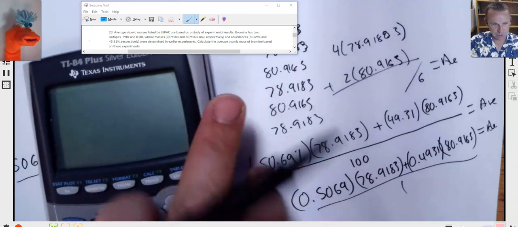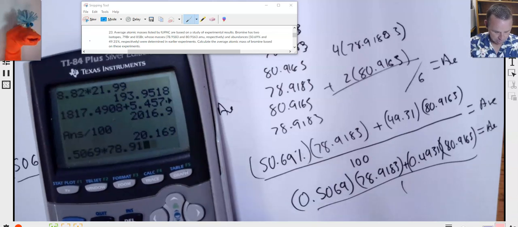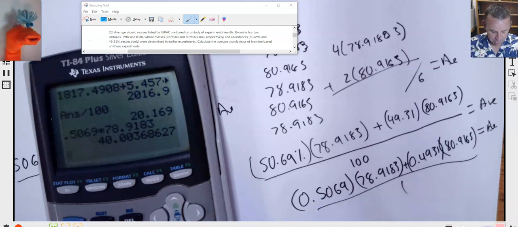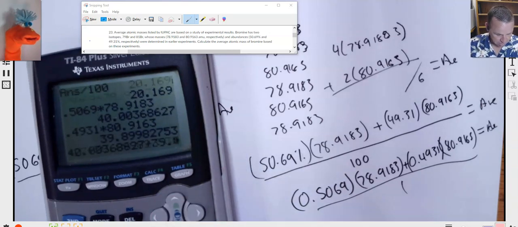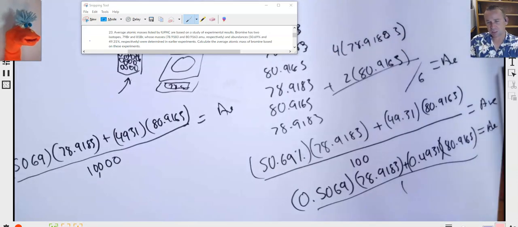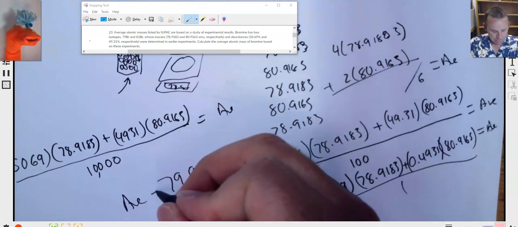All right, so let's see if we can get an answer here for ourselves. 0.5069 times 78.9183. I like to push enter to make sure there's no order of operation issues. Is there going to be? Well, there shouldn't be, but minimizing any possibility of making a mistake is always good. So this mass here plus that mass there should be my average mass of 79.90. Okay? That's what the average equals.